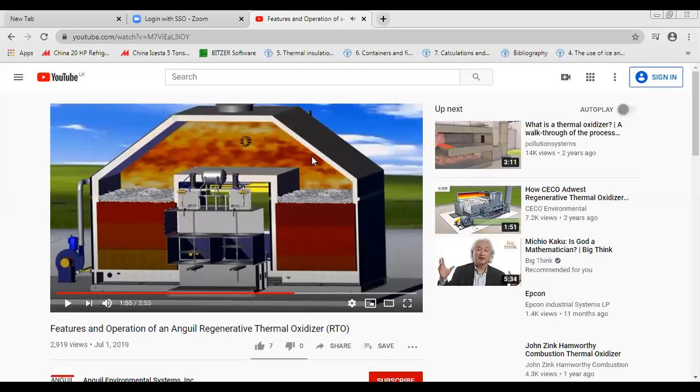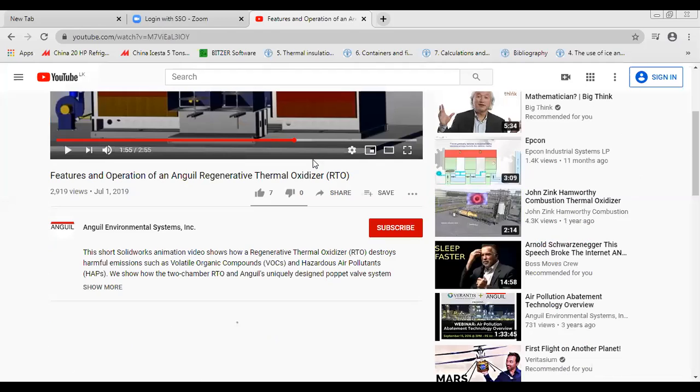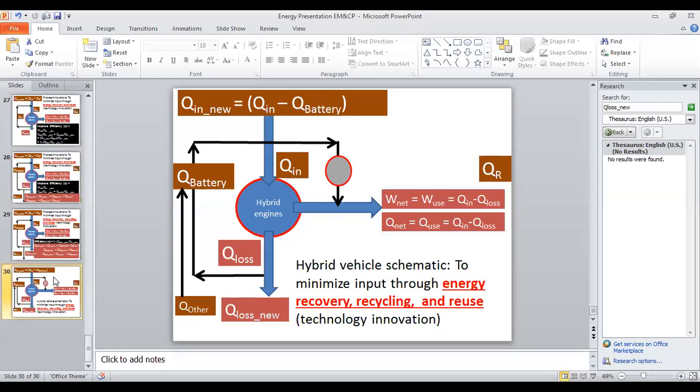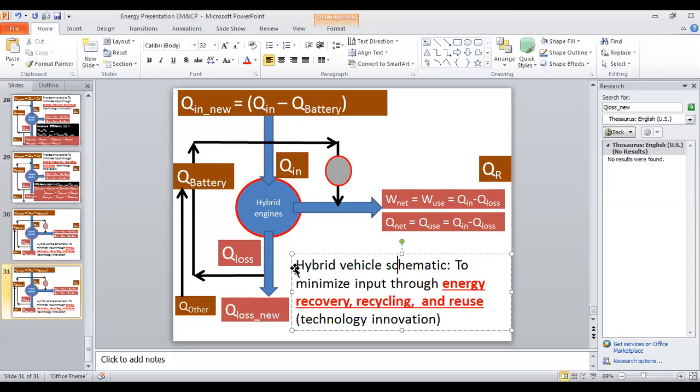Yeah, I think that is not much better. So you can see this energy recovery and recycling is very important. So that is what I have learned. So you know what the objective of learning this is. This is very relevant to environmental management and clean production, even sustainable consumption and production. This is very useful.